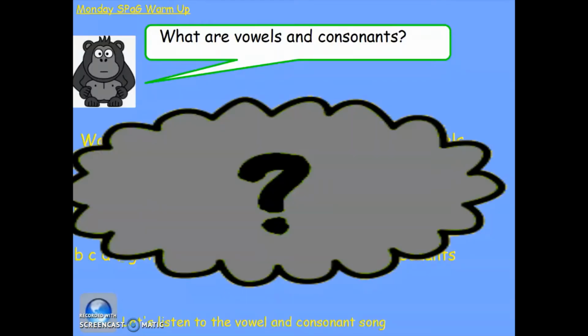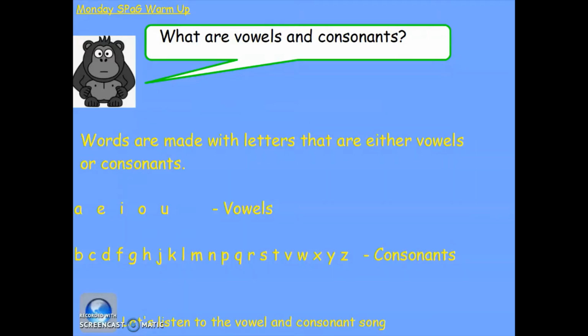To warm up our brains this morning, we're going to be thinking about vowels and consonants. So what are vowels and what are consonants? All words are made up with letters, and these can either be categorised as vowels, A, E, I, O and U, or consonants, which are all the other letters in the alphabet. Let's listen to the vowel and consonant song together.